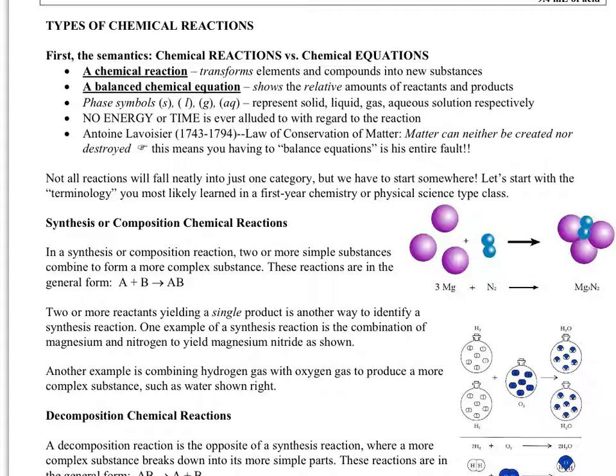A chemical reaction transforms elements and compounds into new substances, whereas a balanced chemical equation just shows the relative amounts of reactants and products. I want you to pay careful attention to your phase symbols: solid, liquid, gas, and aqueous. If you're unfamiliar with aqueous or aqueous solutions, it is a solute that has been dissolved in water.